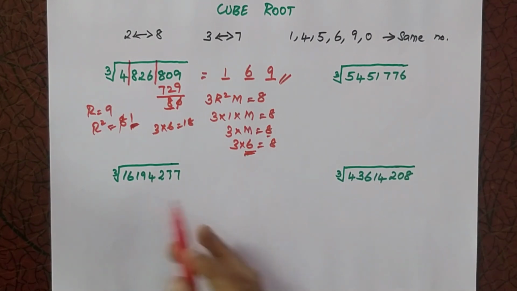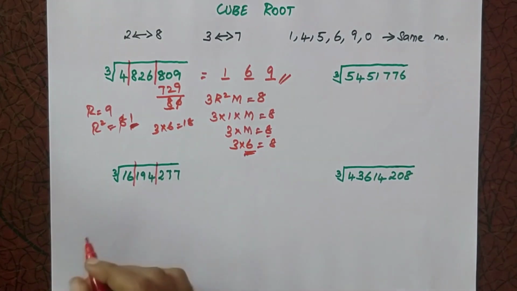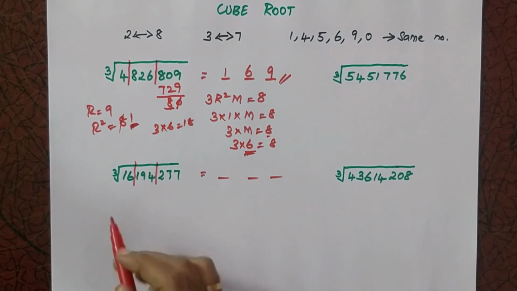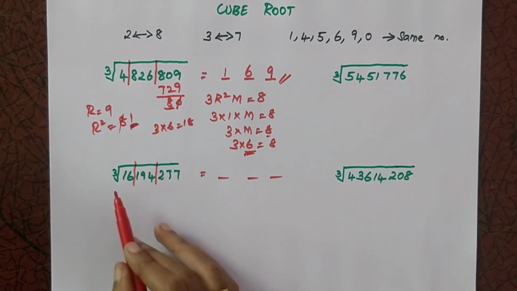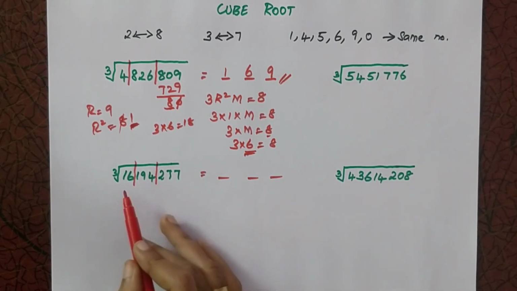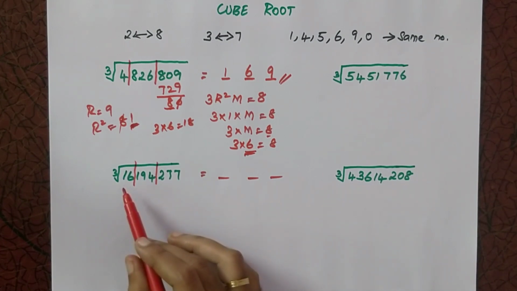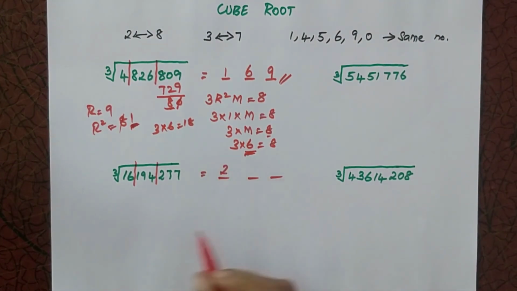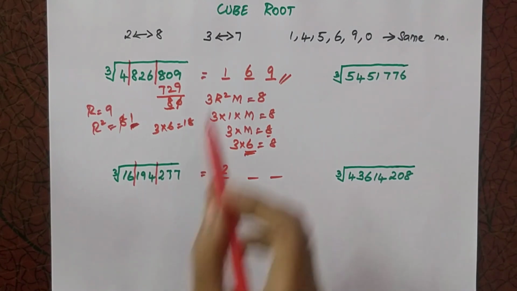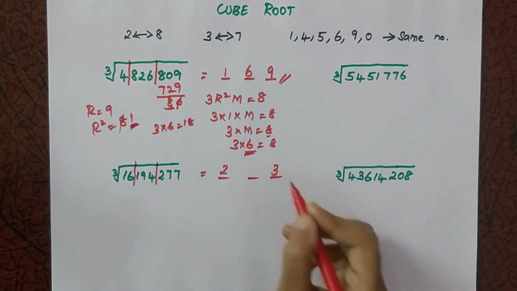Now let's solve this example. We have to split 3 digits starting from the last digit, and then you will get a 3 digit answer. The first digit: we have to find the cube of which number is within this 16. If you see 2 cube you will get 8. 3 cube is 27 which is beyond this 16. So we have to consider 2 here. And the last digit is ending with 7. If it ends with 7 then your answer will end with 3. So the last digit is 3.